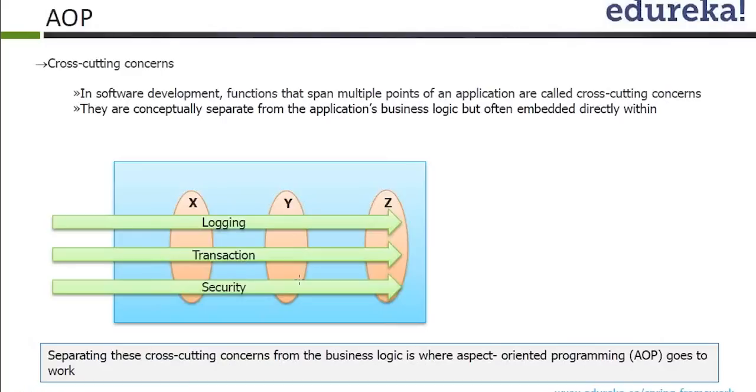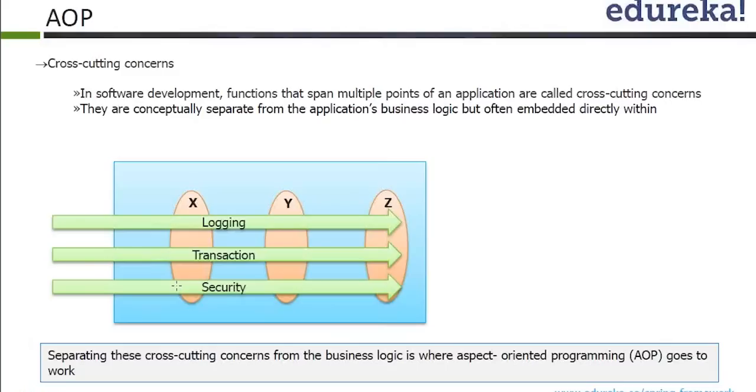As I said, again, cross-cutting concern, right? Functions that span multiple points of an application are called cross-cutting concerns. For example, logging. You may have to use a logging function in many places, right? They are conceptually separate from the application's logic, but often embedded directly within it, correct? Transaction and logging are all separate concerns, but we use them inside each object. So separating cross-cutting concerns from business logic is where AOP stands.